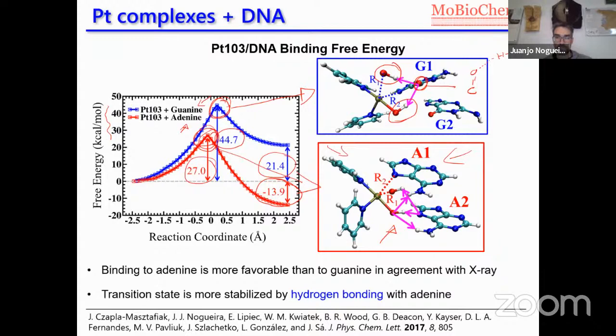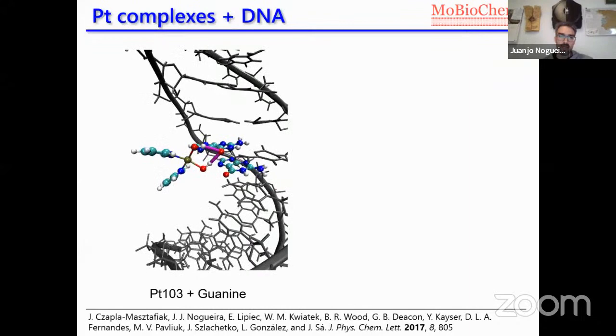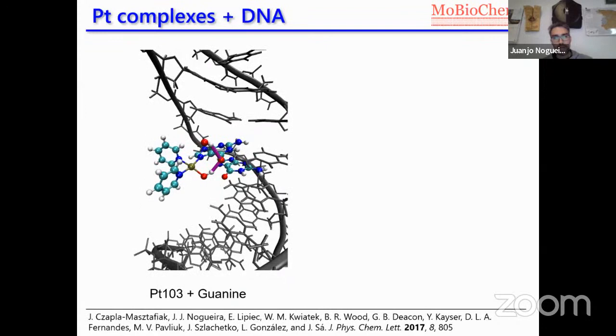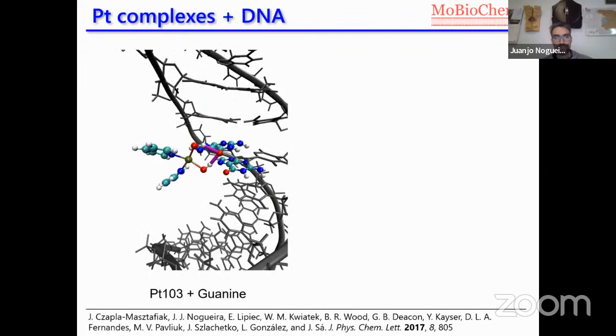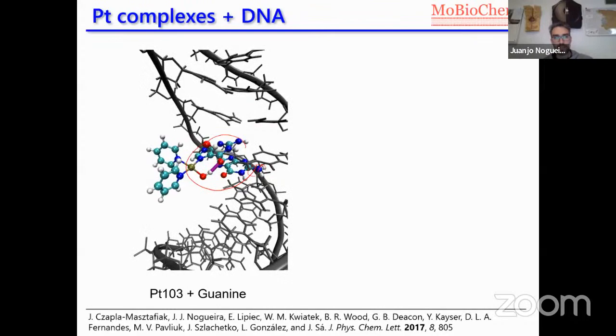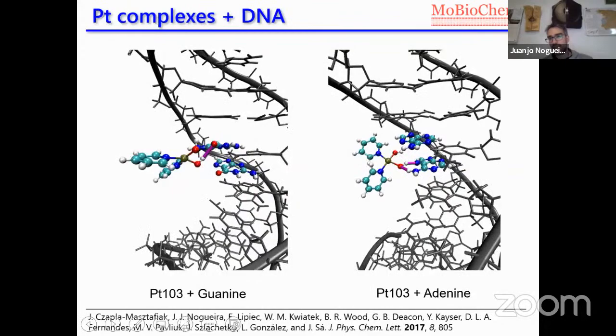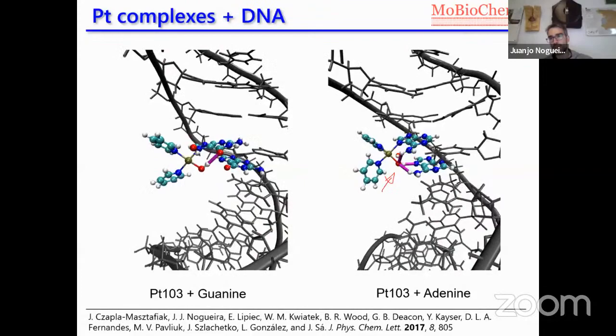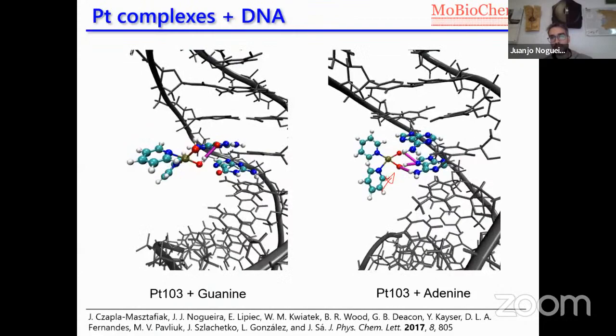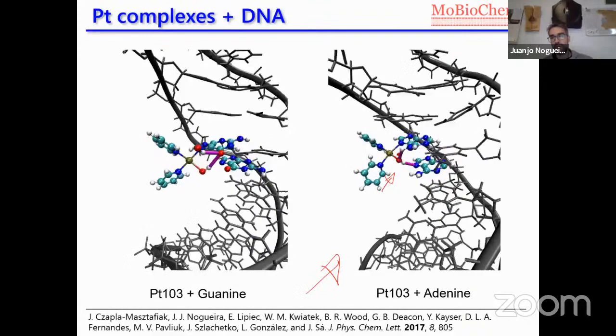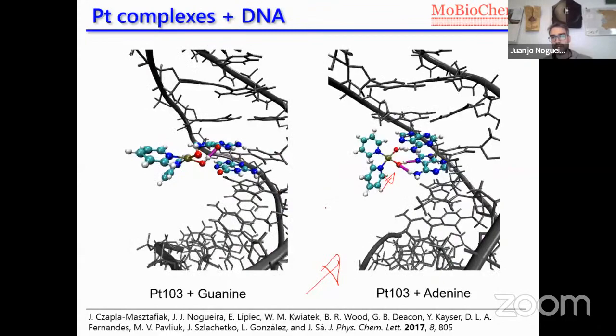Here we have the movie of the reaction with guanine. The pink lines represent the hydrogen bonding, and you can see that during the reaction we have sometimes one or two hydrogen bonds. In the case of adenine, the hydrogen bonding is more important because we have three or four hydrogen bonds along the reaction. So it looks like in this particular case, the reaction happens in a more favorable way with adenine than with guanine because of the hydrogen bond stability.